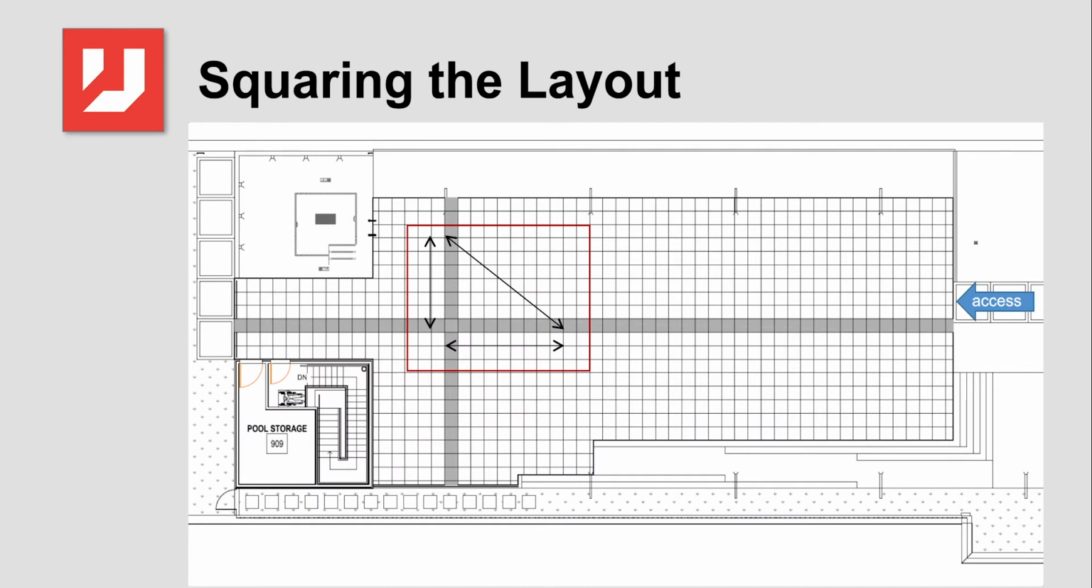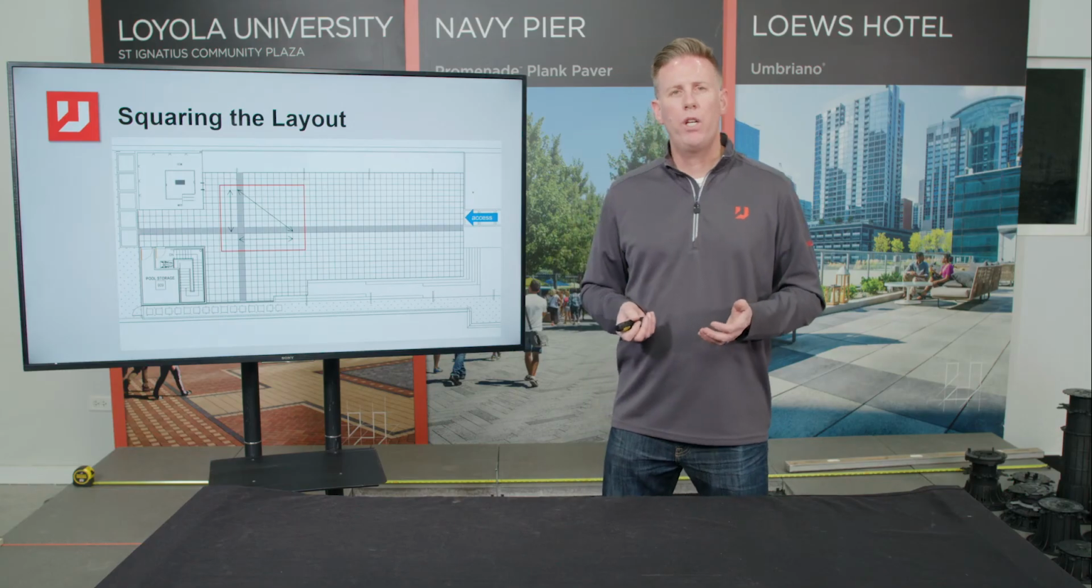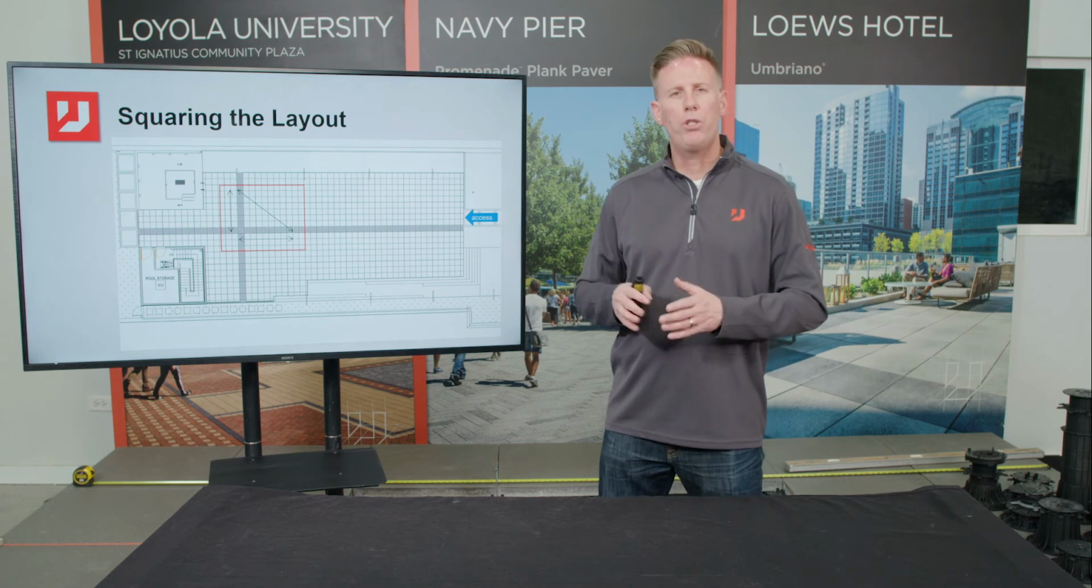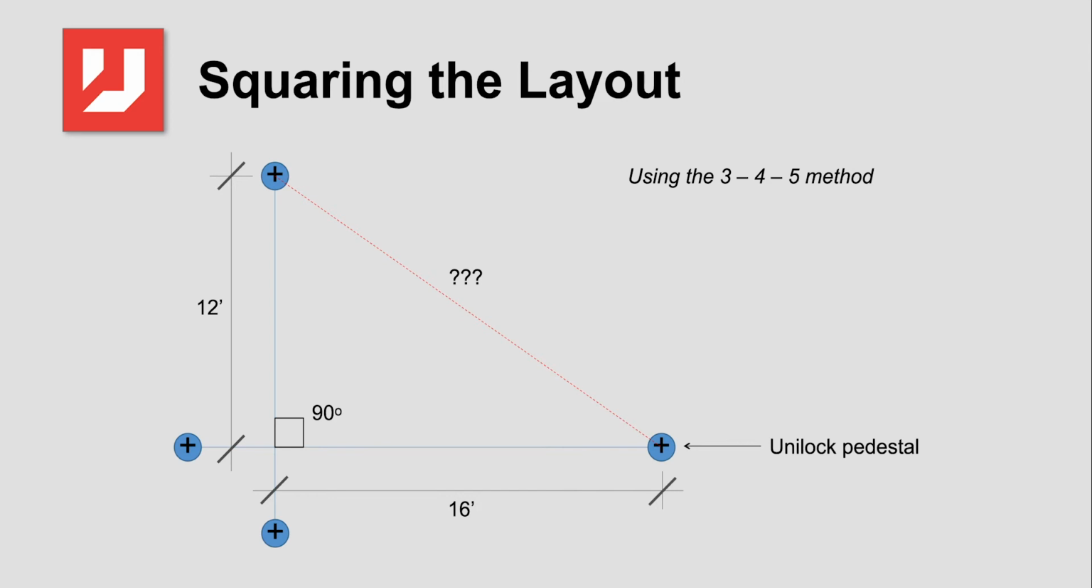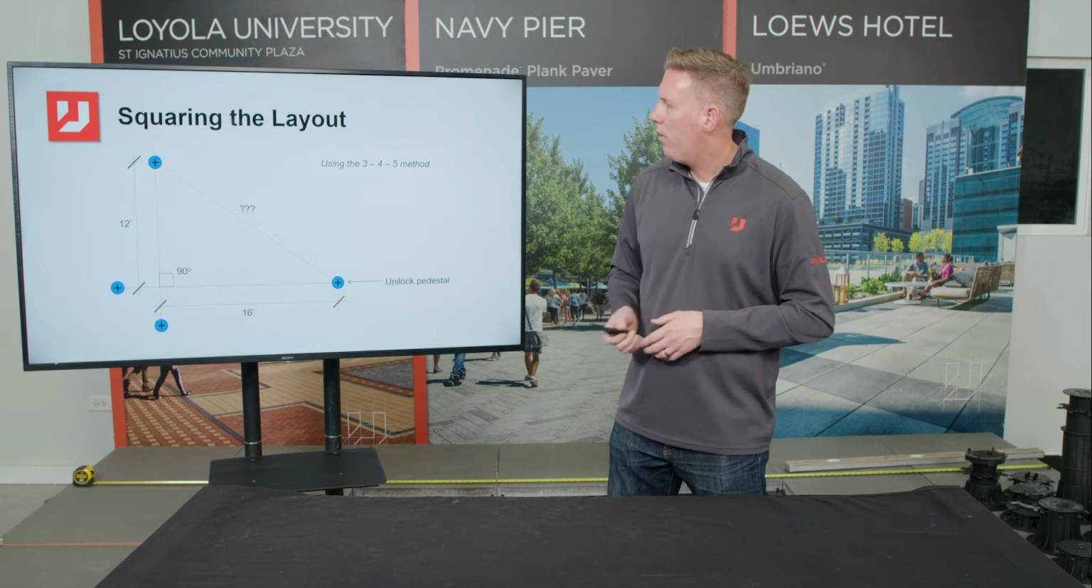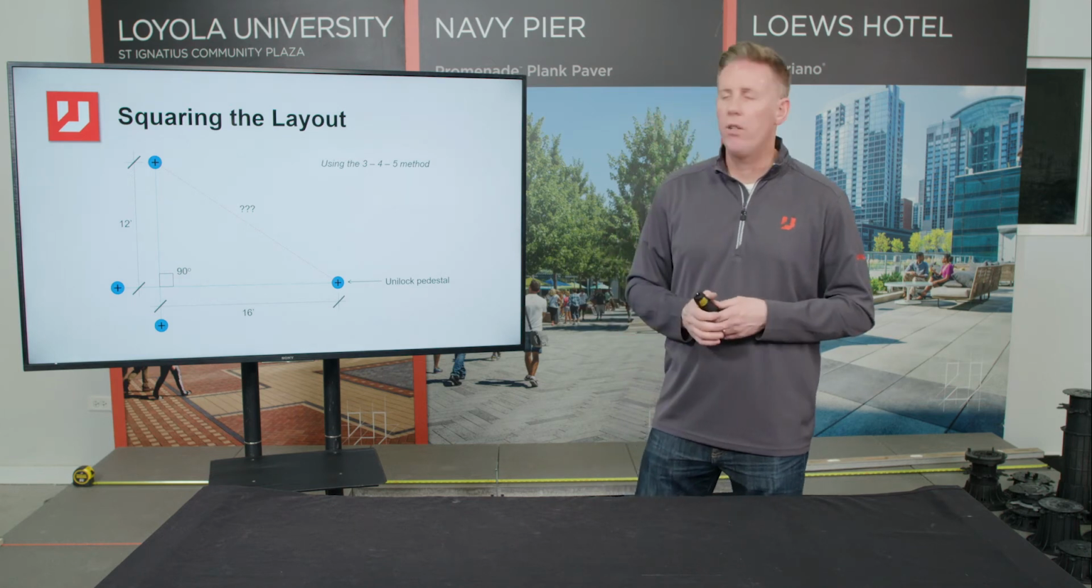Now let's talk about squaring the layout. This is an important procedure in doing the slab installation to make sure that you don't start to have gaps as you grow out or it starts to bind up. We look at a couple different ways to do that. The most common way is using the 3-4-5 method, and that's just like what it sounds. You have the 3 sides to the triangle there.